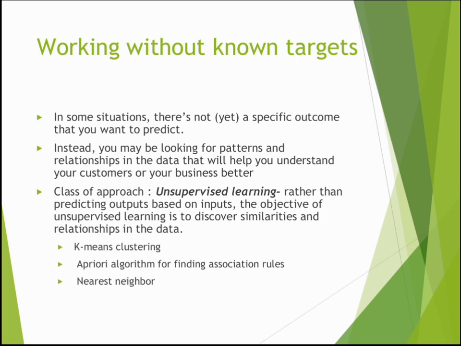In some cases, we don't know what the specific output is going to be. In such cases, we may be looking for patterns or relationships in the data that will help us understand the customers or the business better. This class of approach is called unsupervised learning. Rather than predicting outputs based on inputs, the objective of unsupervised learning is to discover similarities and relationships in the data. Some examples of unsupervised learning are k-means clustering, the apriori algorithm, and nearest neighbor.